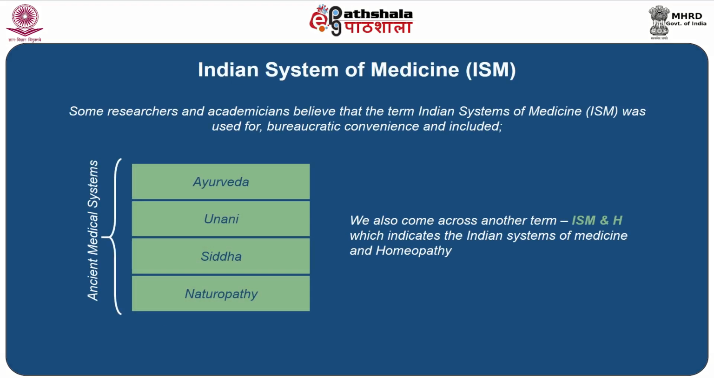Some researchers and academicians believe that the term Indian systems of medicine was used for bureaucratic convenience and included Ayurveda, Unani, Siddha and naturopathy, that is, the so-called ancient medical systems practiced in India. We also come across another term, ISM and H, which indicates the Indian system of medicine and homeopathy.